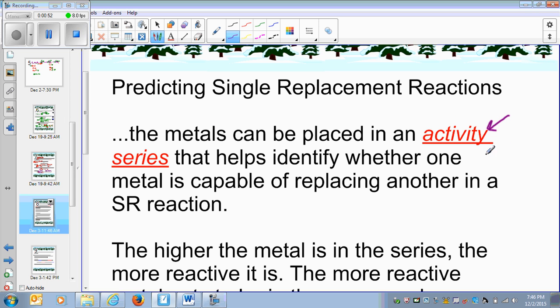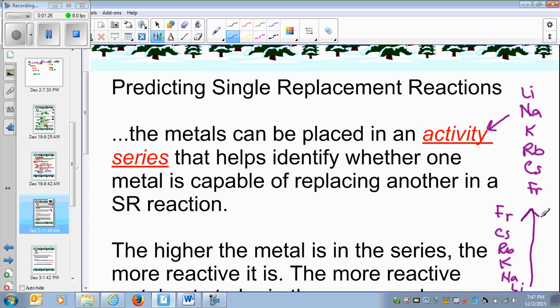So metals are placed in a list where you are told which metal is most active. You have this in your packet. Technically, it should be francium, cesium, rubidium, and lithium. So metals are more active in this series, okay? Because metals are more active as you go down the group.